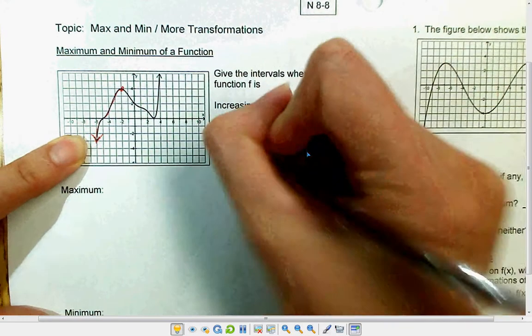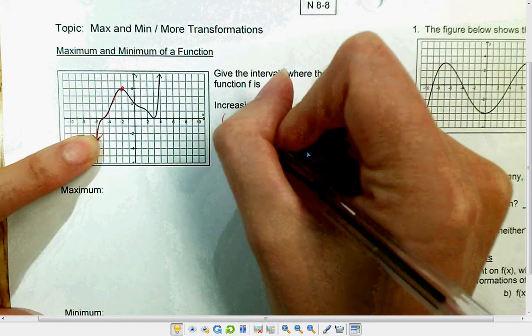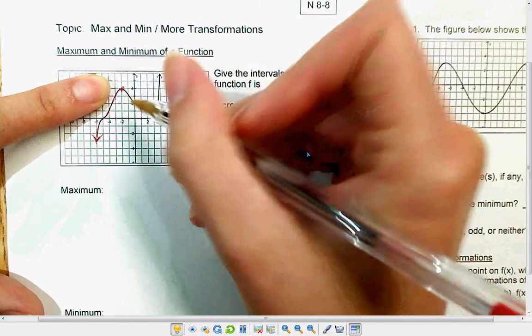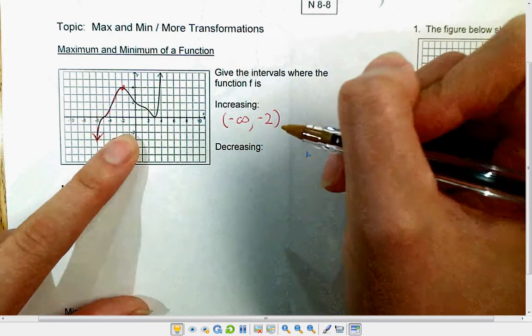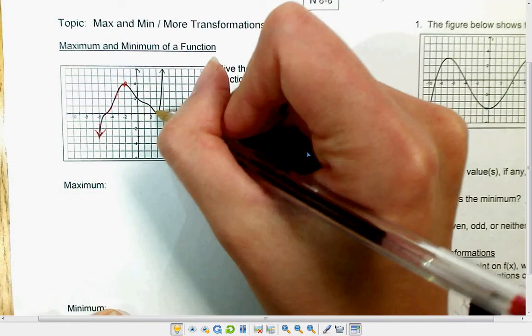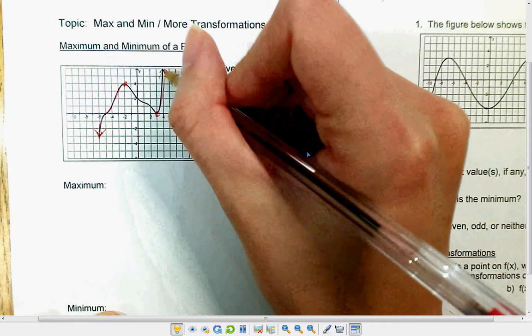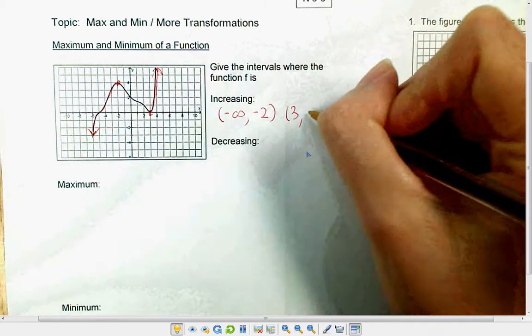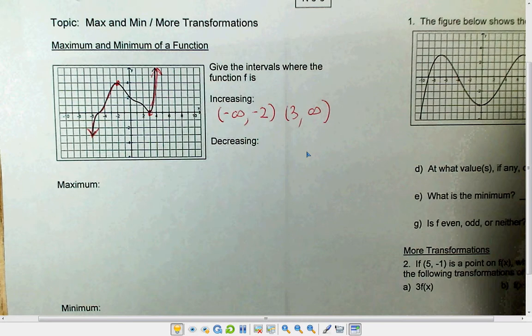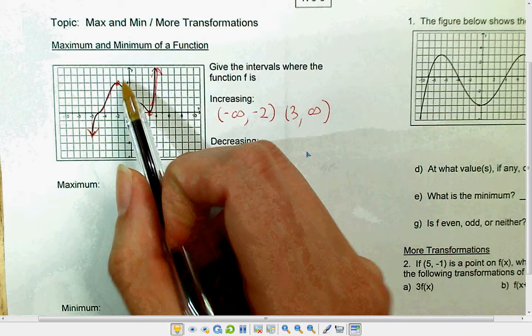And so it starts, this arrow means it keeps on going from negative infinity all the way until our x value, which is -2. And then it's also increasing from here on to the end. So this is an x value of 3. The arrow means it keeps on going, so again, infinity. Alright, so increasing are those two sections.